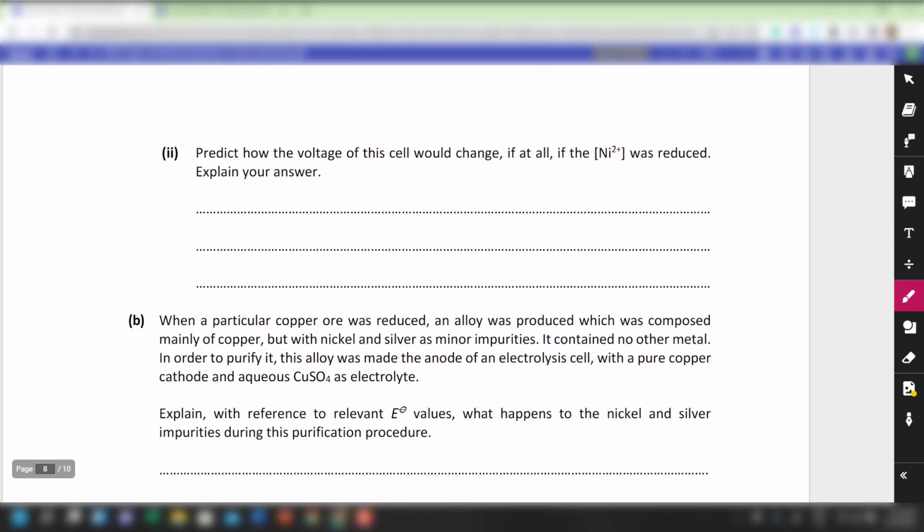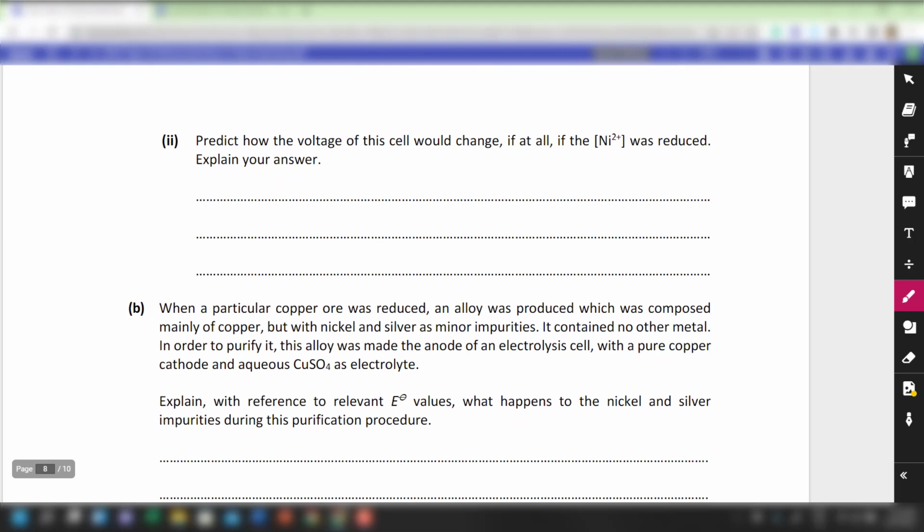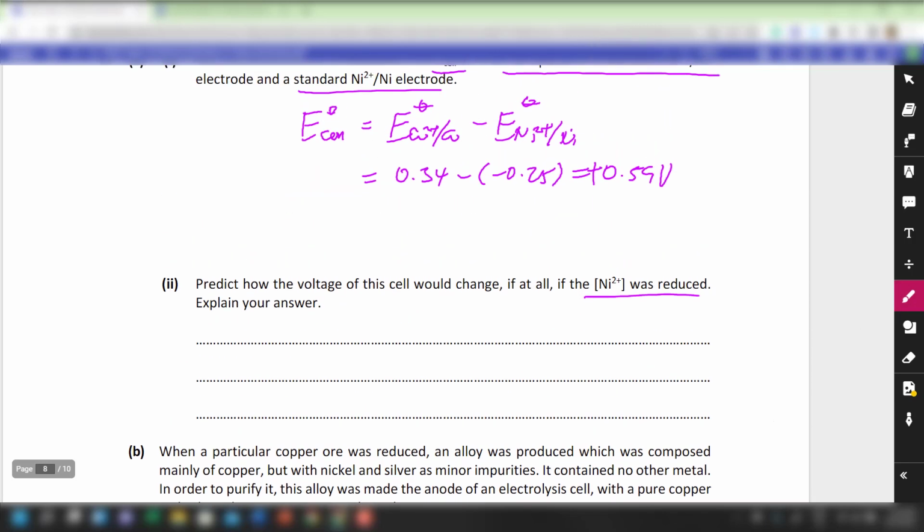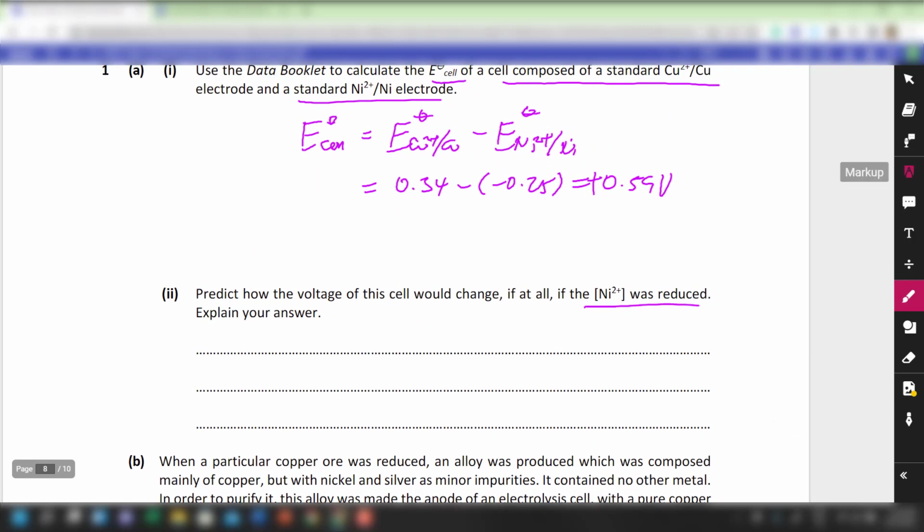Then for A2, predict how the voltage of this cell would change, if at all, if the nickel 2 half cell or the concentration of nickel 2 was reduced. And then you're supposed to explain your answer. So of course, I'm going to base my answer on this particular equation which I've written above. Okay, in A2, I was only told that the concentration of nickel 2 will be reduced, but I'm not told about the copper 2 copper half cell.